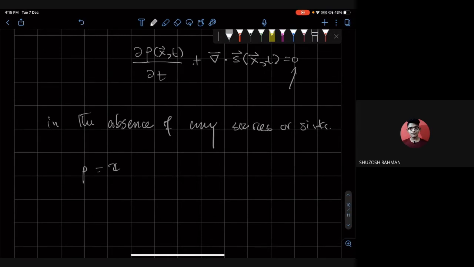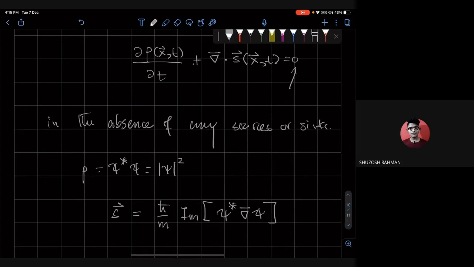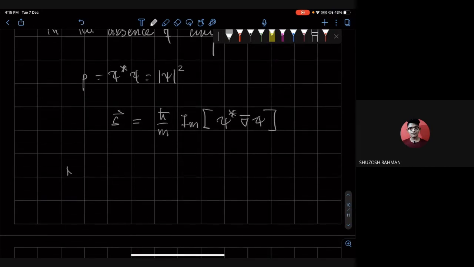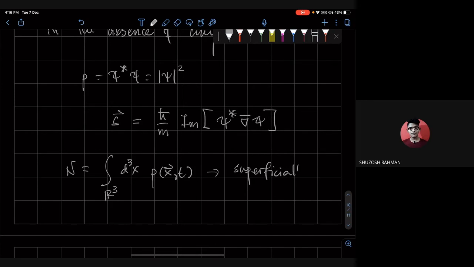Here, rho is psi star psi, that is mod psi squared, and the current density is h bar by m times the imaginary part of psi star gradient of psi. Okay. We derived this earlier in the course. So the normalization of the wave function is the integral of d cubed x rho(x,t) over all space. So this looks like it's time dependent, superficially.